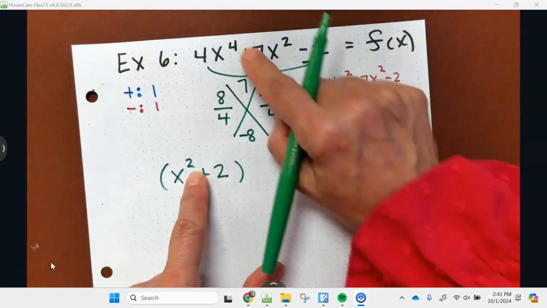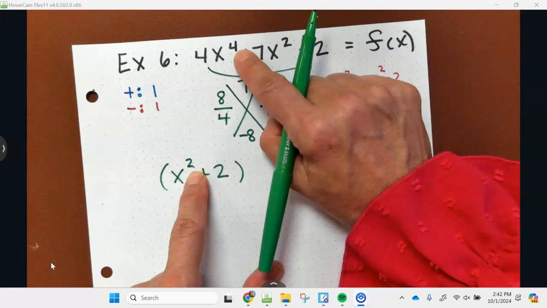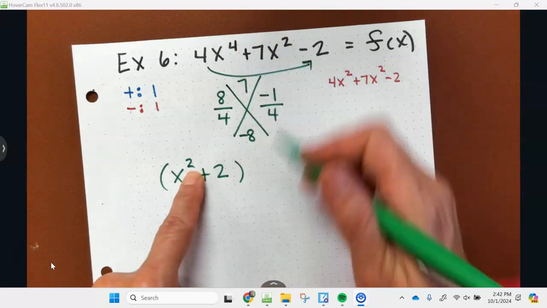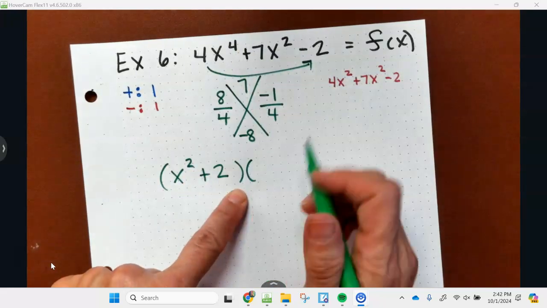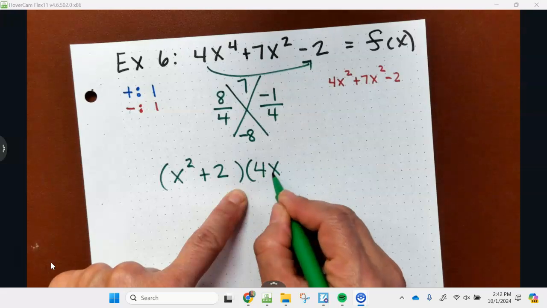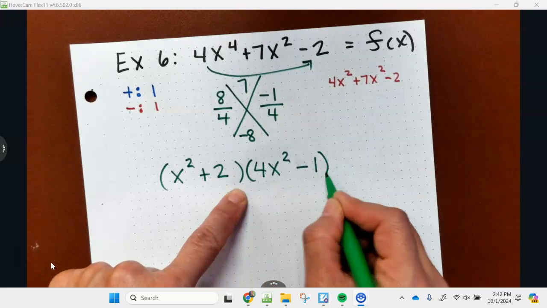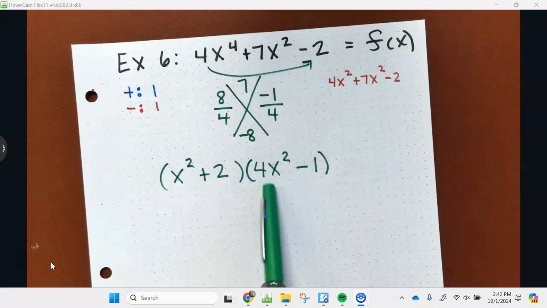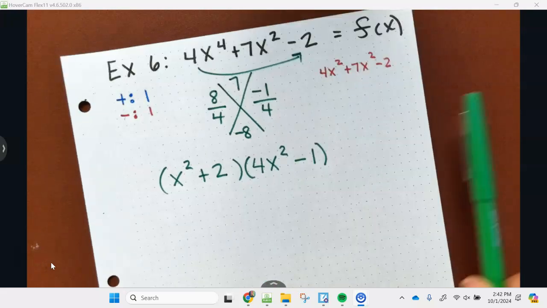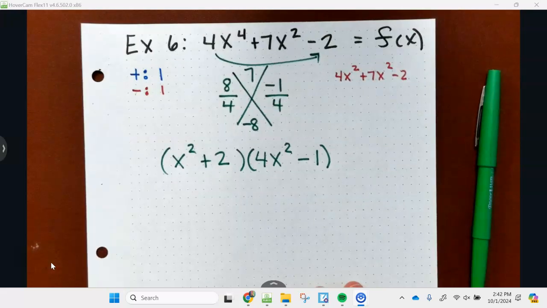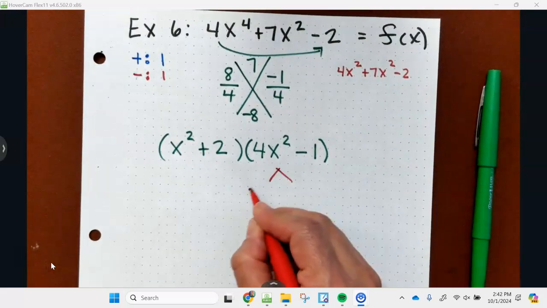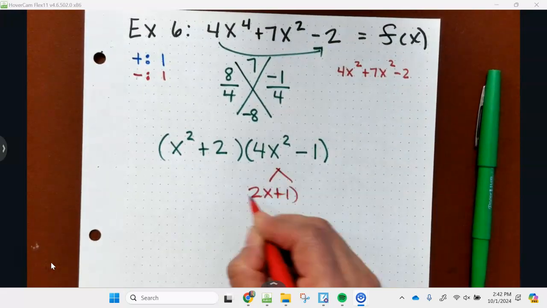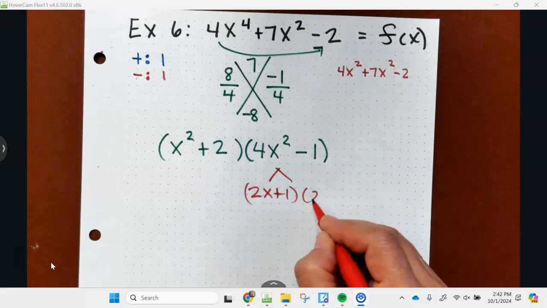Don't forget it's x squared. You got to split them up. This was a 4, so 2x squared goes here. This is going to be 4x squared minus 1. One of these can keep factoring. Y'all, that's the difference of 2 squares right here. So this turns into 2x plus 1, 2x minus 1.